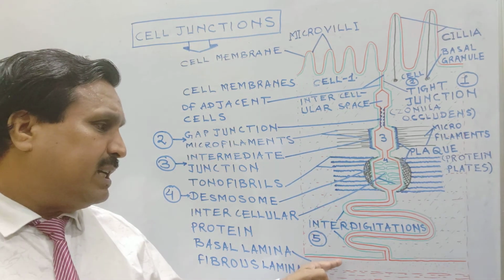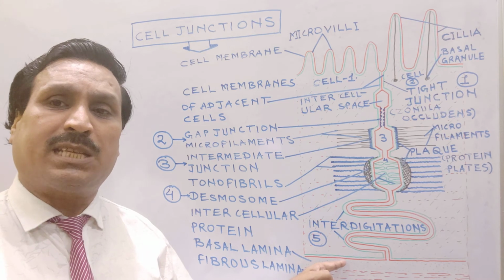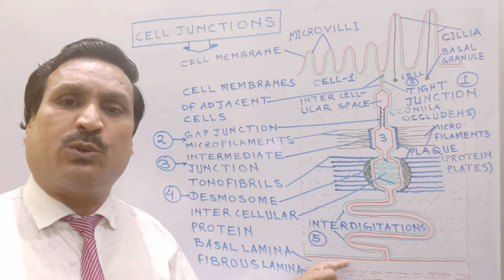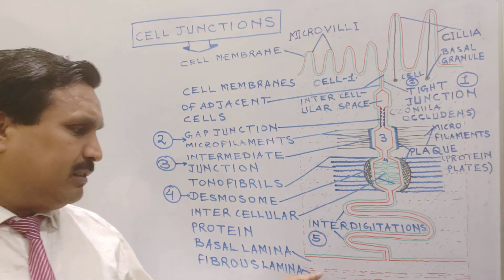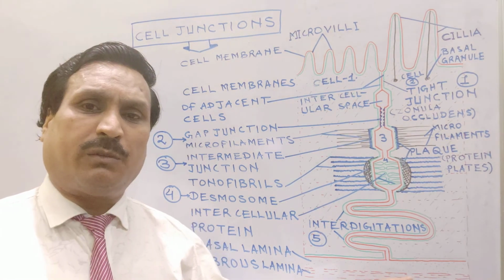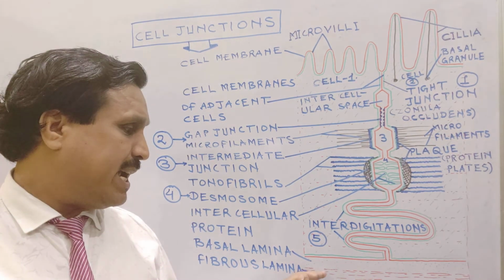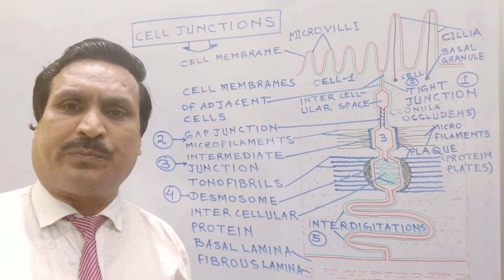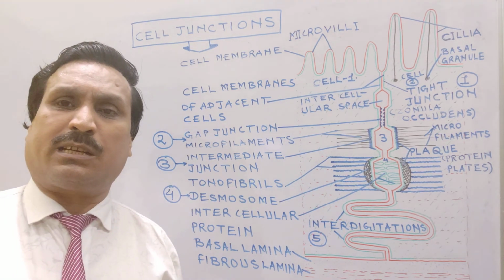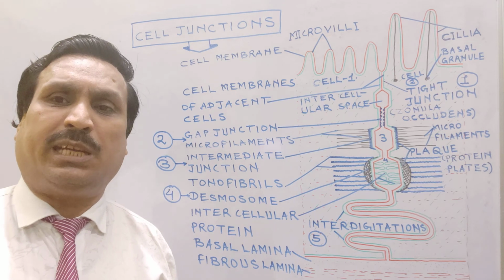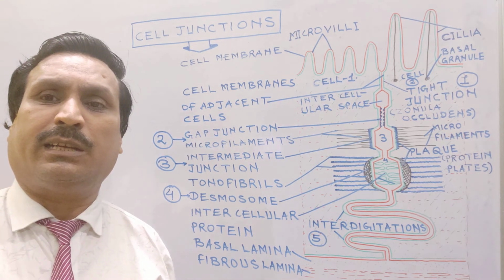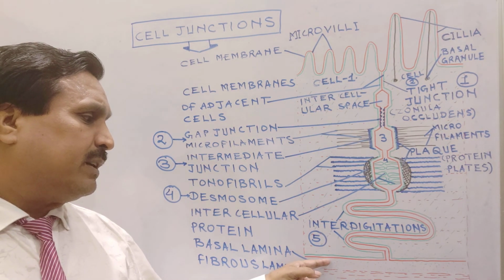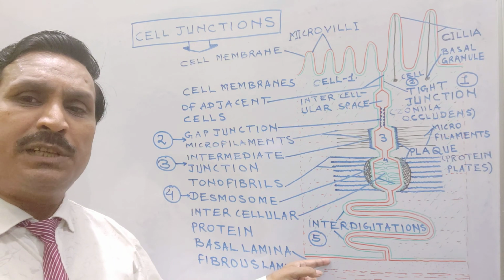Basal lamina is secreted by epithelial cells, and it is formed of mucopolysaccharide and glycoprotein. And the fibrous lamina is formed of collagen fibers and reticular fibers, and it is the connecting layer between epithelial tissue and underlying connective tissue. This basal lamina lets substances come in the cytoplasm.